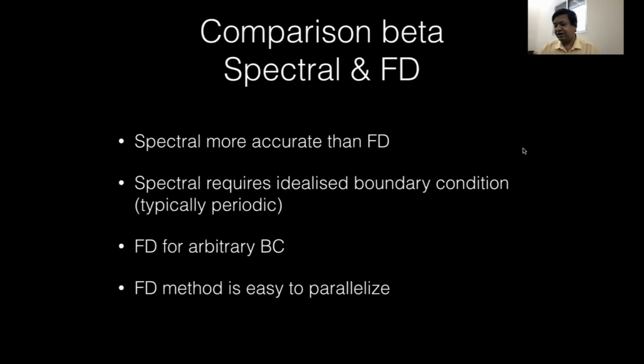Okay, let's quickly compare the two. The spectral method is more accurate than the finite difference scheme. The spectral method requires idealized boundary conditions, but the finite difference method works for arbitrary boundary conditions. We have not used it, but it can be done. If you do an advanced course, you'll do that. And FD methods are easy to parallelize, which we are not doing right now. But for big cores, we need to use many computers, and the FD method is quite good.